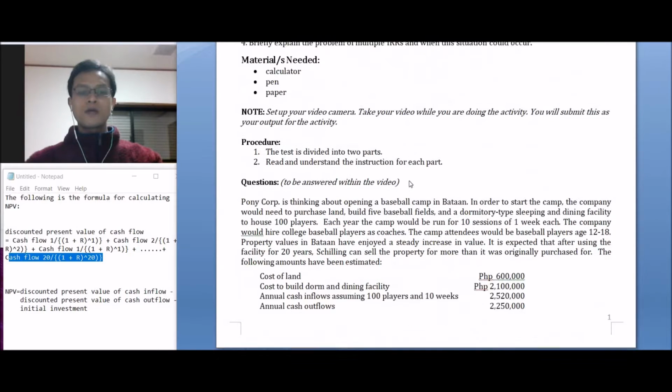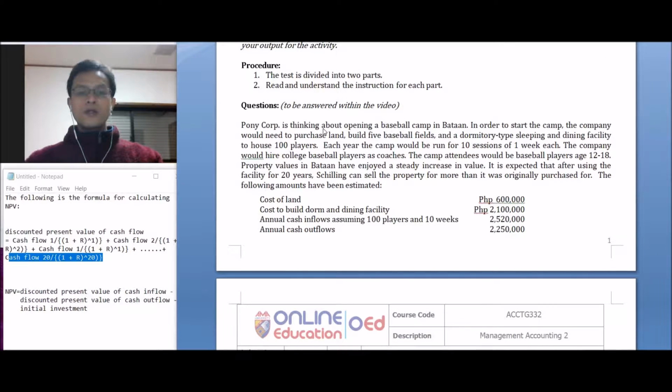So the scenario is this. Pony Corporation is thinking about opening a baseball camp in Bataan. In order to start the camp, the company would need to purchase land, build 5 baseball fields, and a dormitory-type sleeping and dining facility to house 100 players. Each year, the camp would be run for 10 sessions of 1 week each. The company would hire college baseball players as coaches. The attendees would be baseball players aged 12 to 18.